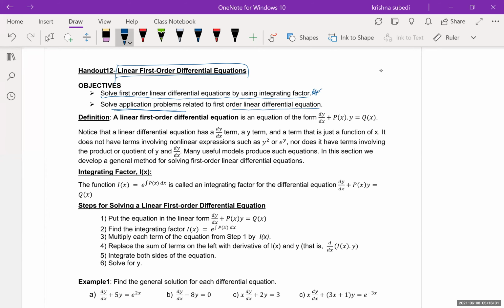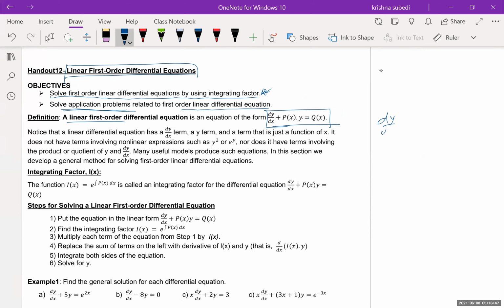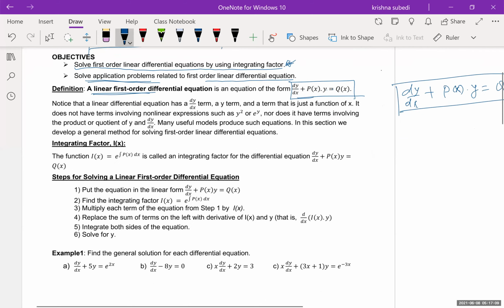So first of all, what is a linear first order differential equation? The differential equation in this form is called linear first order. That is the standard form: dy over dx plus P, which is a function of x, times y equals Q, which is a function of x. It can be a constant, it can be a number, it doesn't matter, but any equation in this form is the standard form of a linear first order differential equation. So how do we solve it?